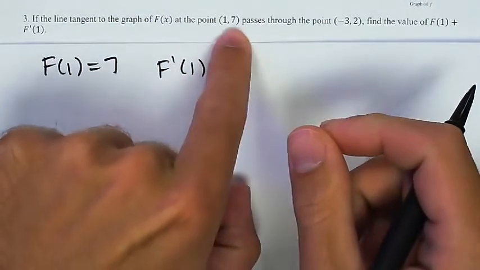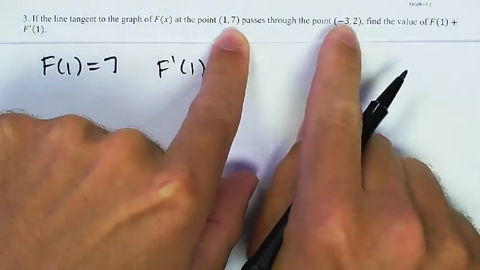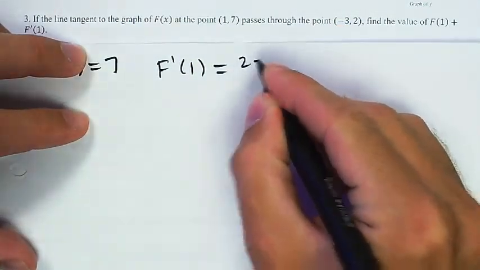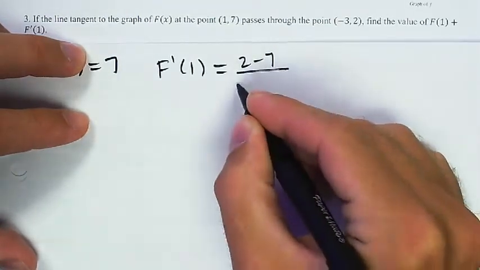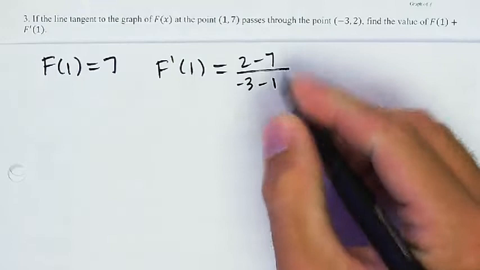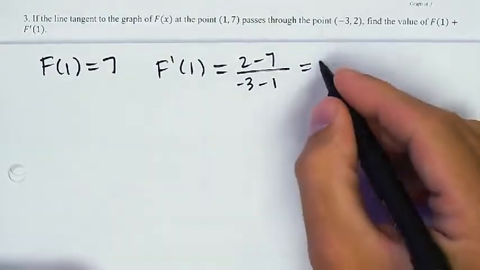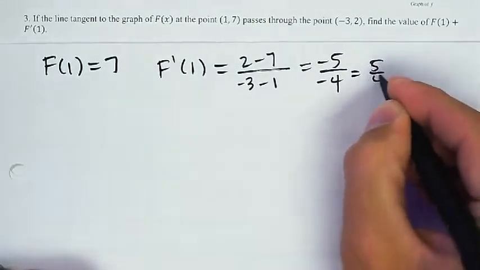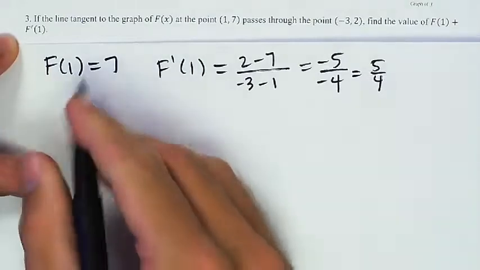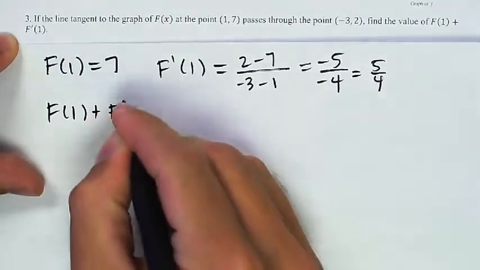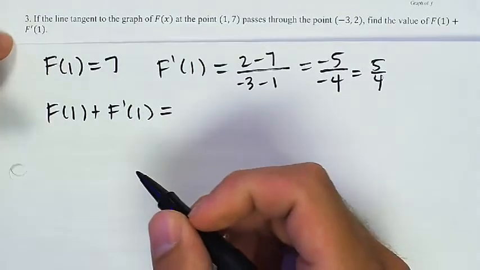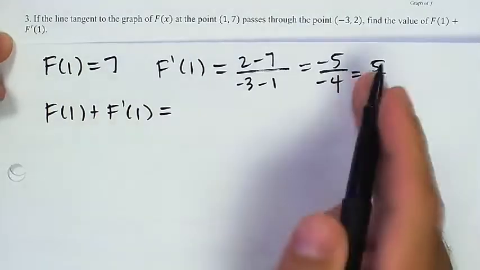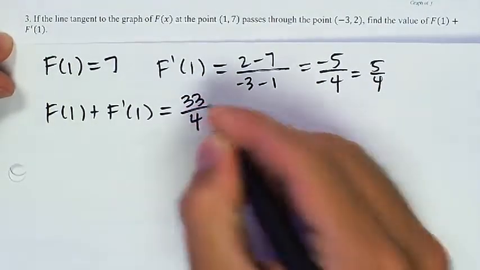But I've got one point on the tangent line and another point on the tangent line, and we know how to find the slope between 2 points. So I'm going to take y2 minus y1 divided by x2 minus x1. That's going to be 2 minus 7, which is negative 5, over negative 4, and so that's 5/4. We want f of 1 plus f prime of 1, and this would make a really good multiple choice question. That would be 7 plus 5/4. 7 is 28 over 4, and adding 5 gives 33 divided by 4.